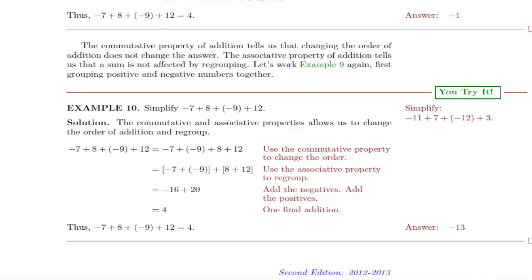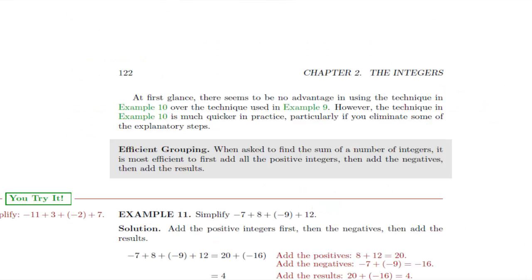Then add the negatives. So -7 and -9 is -16. And add the positives. 8 + 12 = 20. Then -16 + 20 = 4. At first glance, there seems to be no advantage using the technique in example 10 over the technique used in example 9. However, the technique in example 10 is much quicker in practice, particularly if you eliminate some of the explanatory steps. Efficient grouping. When asked to find the sum of a number of integers, it is most efficient to first add all the positive integers, then add the negatives, then add the results.